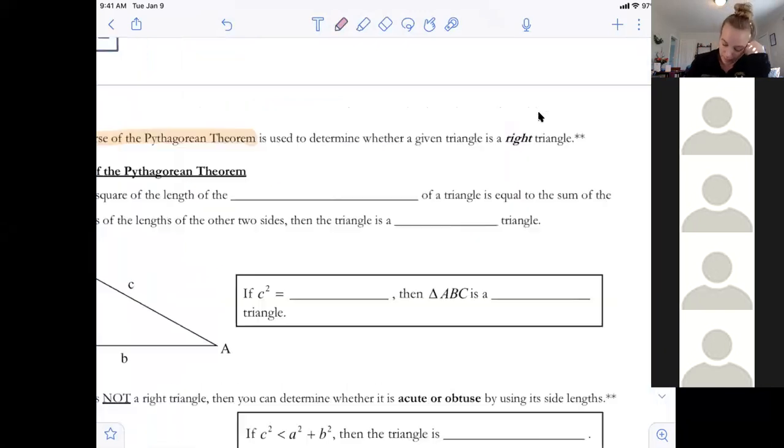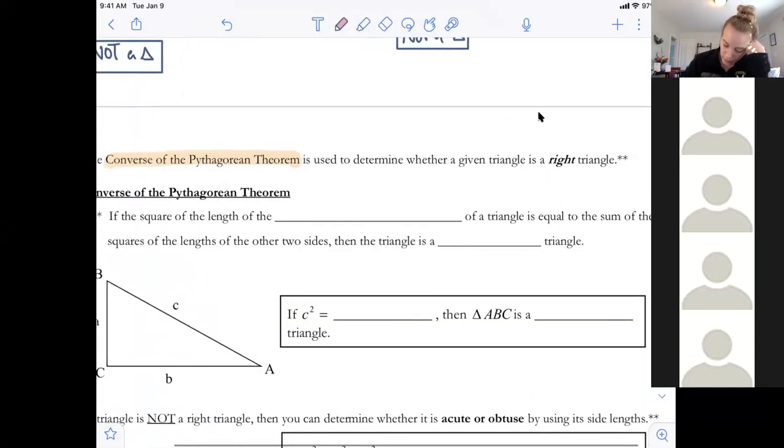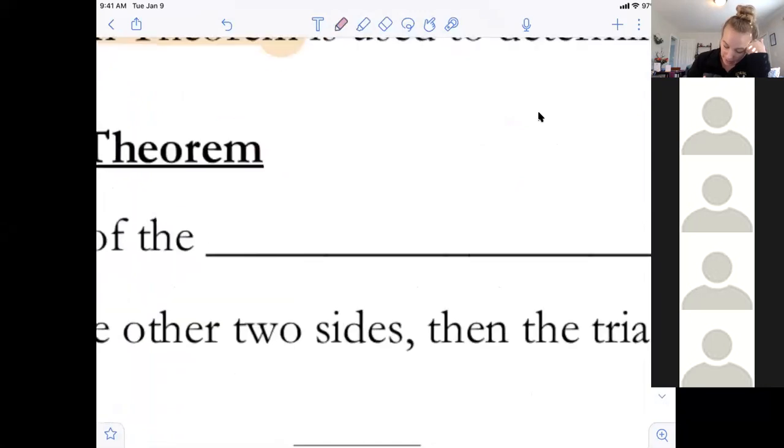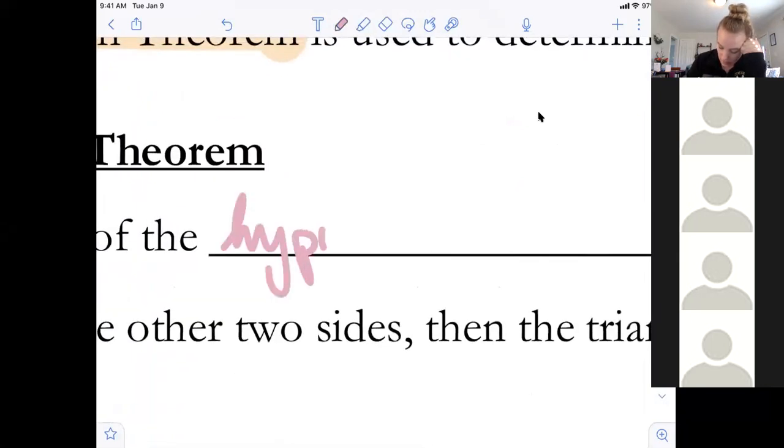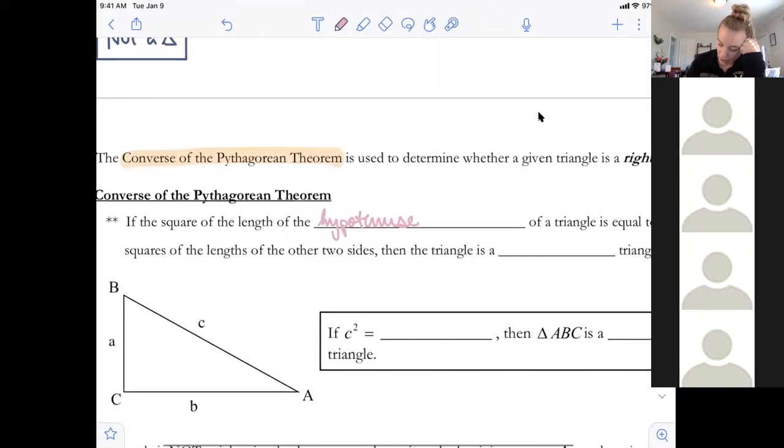note in that box below. So it says, if the square of the length of the hypotenuse of a triangle is equal to the sum of the squares of the lengths of the other two sides, then the triangle is a right triangle. In SparkNotes version, that means if c squared equals a squared plus b squared, then we have a right triangle.